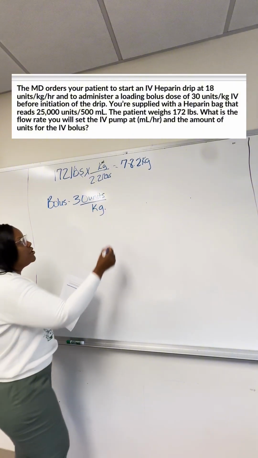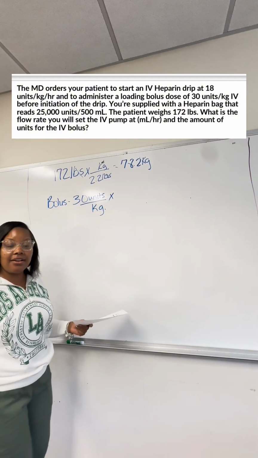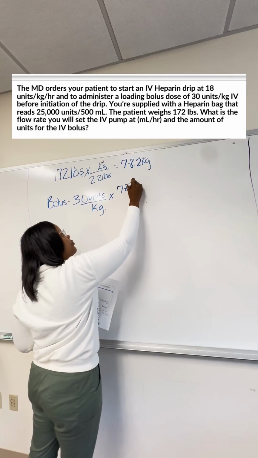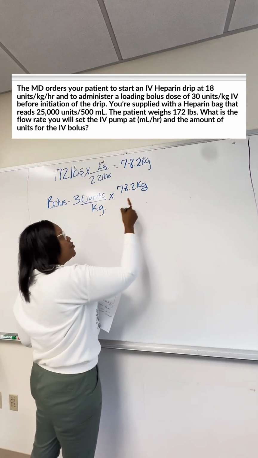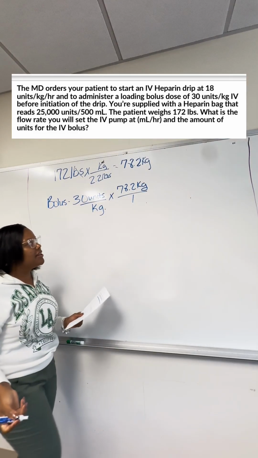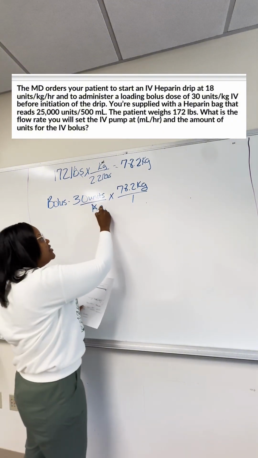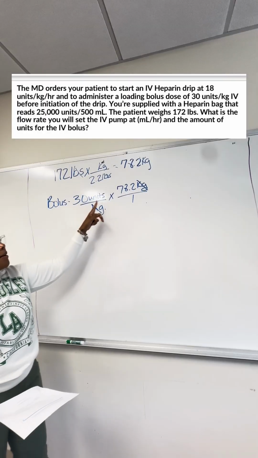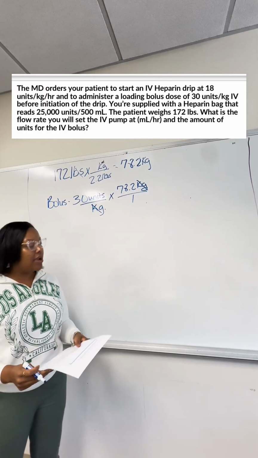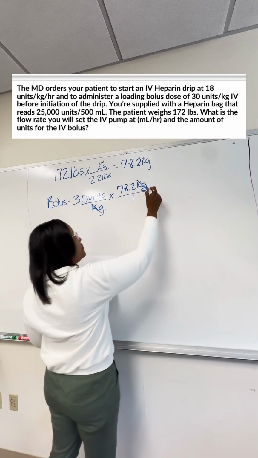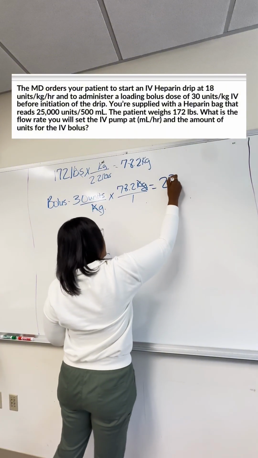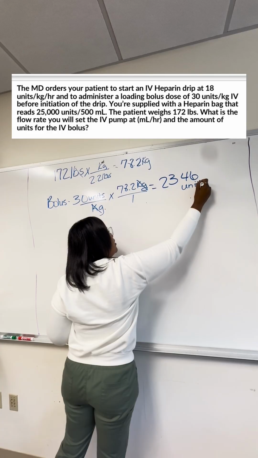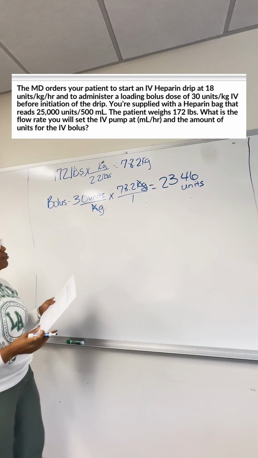So we know that kgs need to cancel out, and we just want to be left with units, right? So we literally take 78.2 kgs, and if you want to put this 1 here just to be a placeholder, that's fine. Kgs cancel out, kgs cancel out. And then all you have to do is multiply 30 by 78.2. And you should get 2,346 units. All right, simple. So we got that part done.